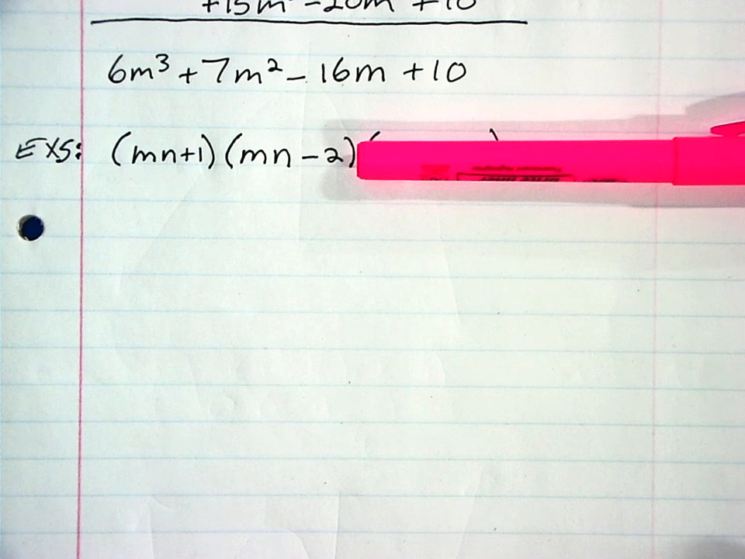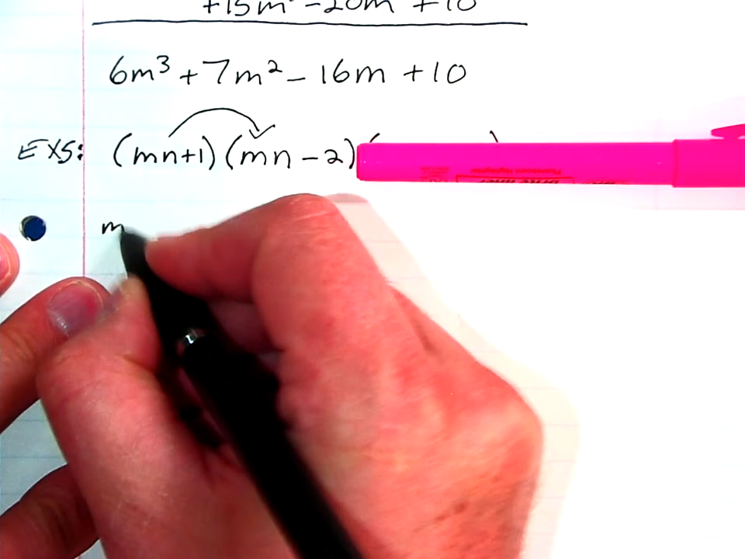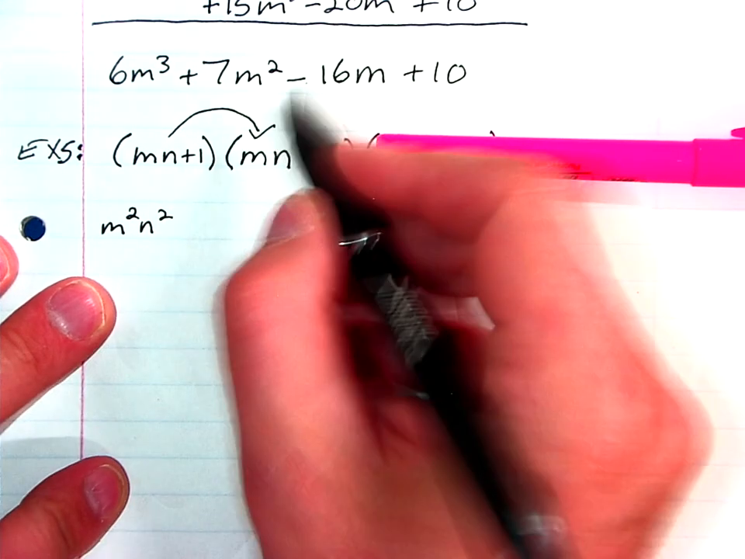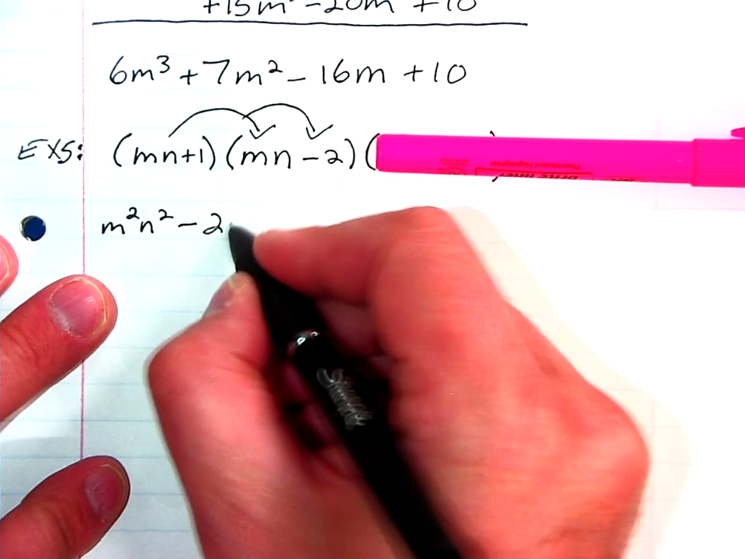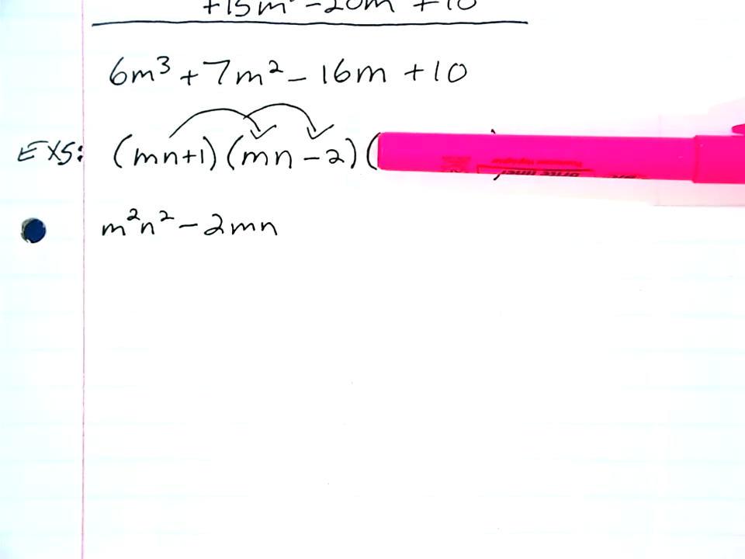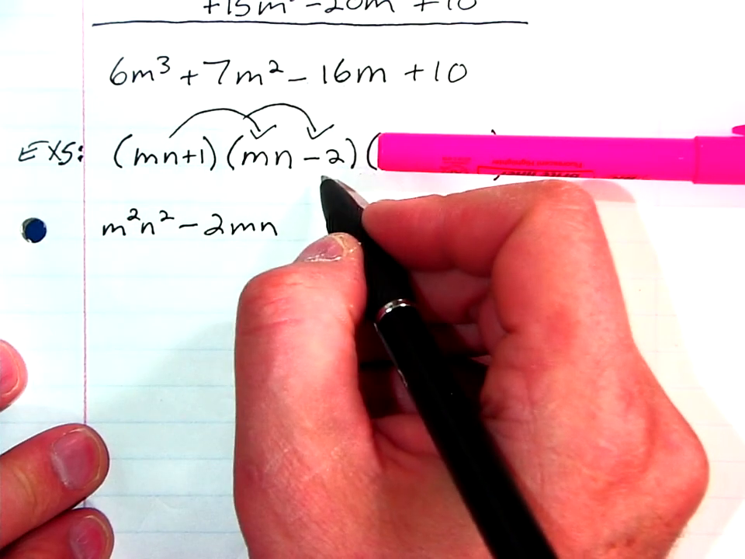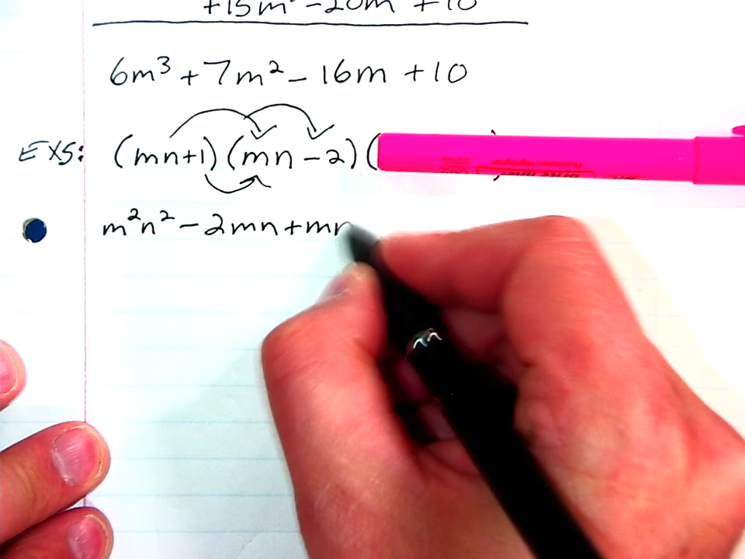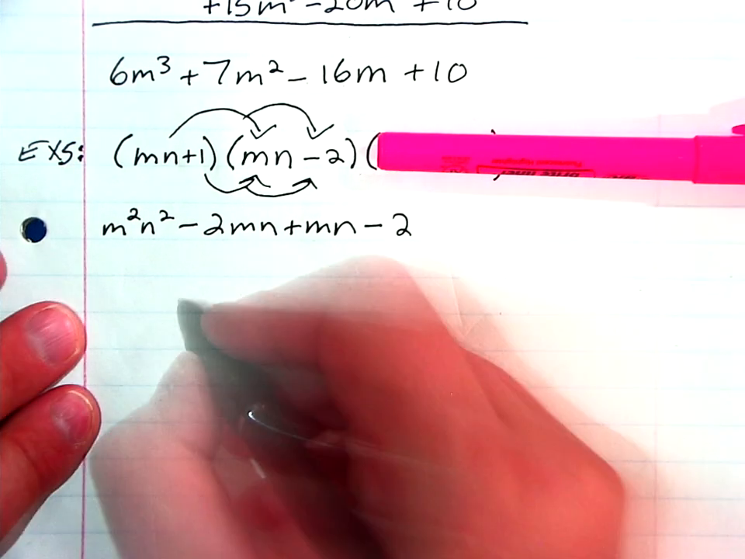It happens. Alright, so we can do distributive property with this. mn times mn is m squared n squared, because m times m is m squared, n times n is n squared. mn times negative 2 is negative 2mn. So now we do the same thing, but with the 1. 1 times mn is mn, and 1 times negative 2 is negative 2. Alright, let's combine some like terms.